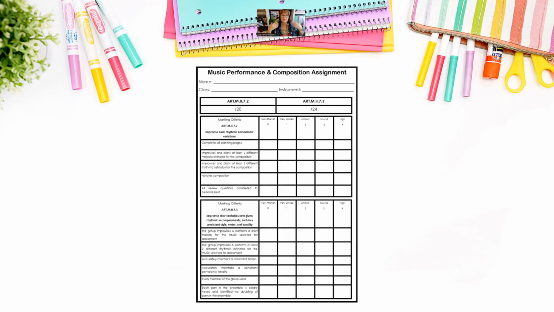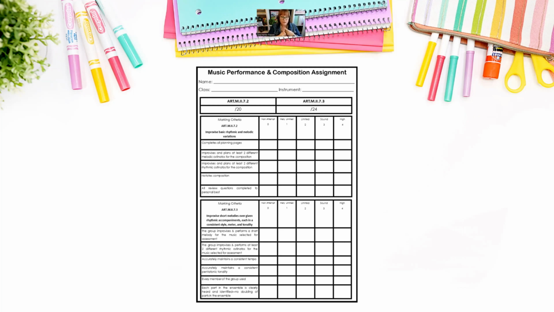So again, this is my interpretation of those 2 particular outcomes. So we've got improvised basic rhythmic and melodic variations. And the last one there is improvised short melodies over given rhythmic accompaniments, each in a consistent style, tonality, and meter. So I just break it down into mini tasks.